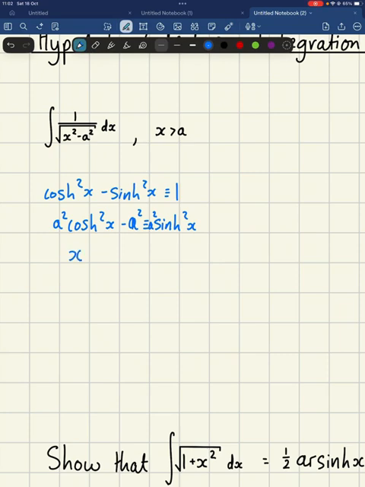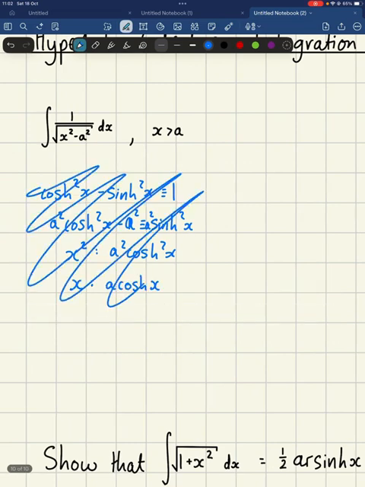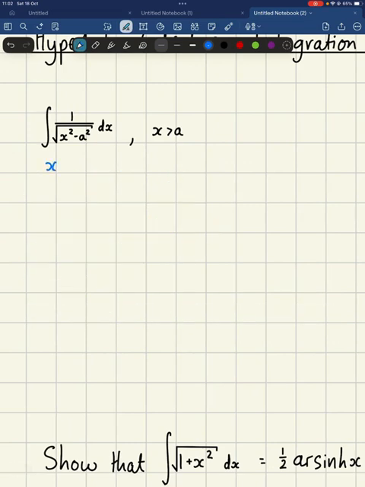So the x squared term is going to be a squared cosh squared theta, or x, well, that just means x is a cosh theta. I keep saying theta. So we're going to make the substitution x is equal to a cosh theta. Oh, that's why I kept saying theta, because we're going to make that substitution. Or we could use u, a cosh u. I'm just going to use theta.